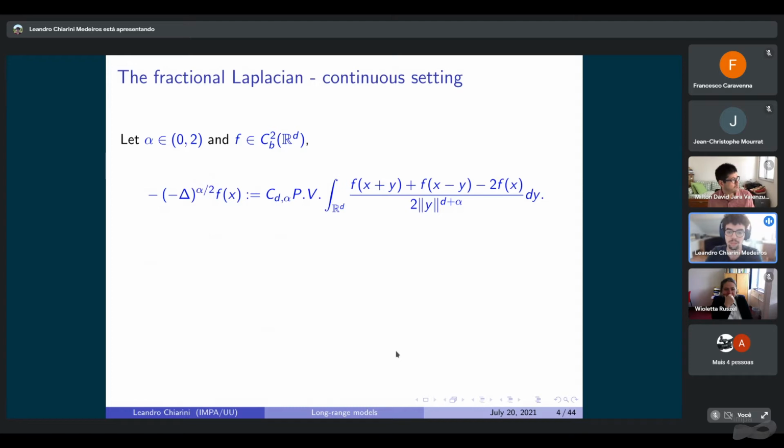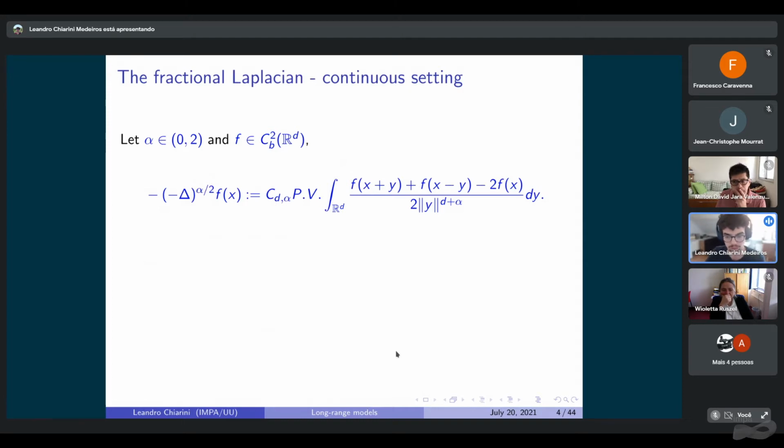In some sense it's a generalization of the Laplacian. The Laplacian of f at a point is basically comparing the values of f against its infinitesimal neighbors of the point x, right? Here there is the same idea of making an average of the differences, but instead of just being across these infinitesimal neighbors, it's really across the whole R^d.